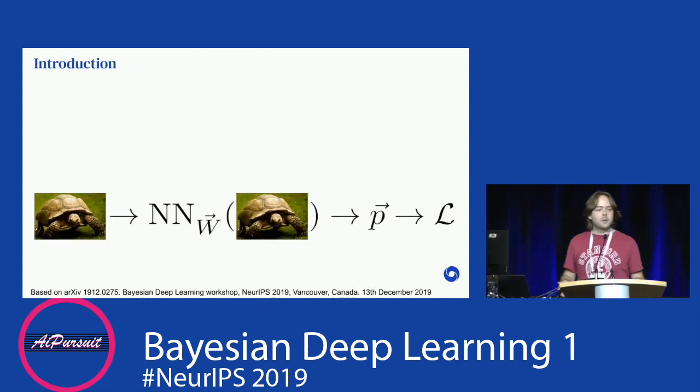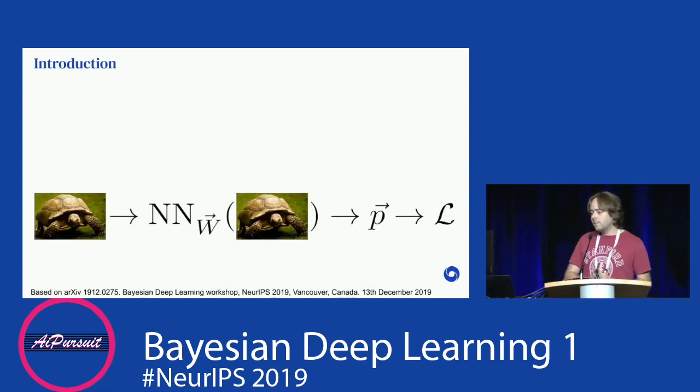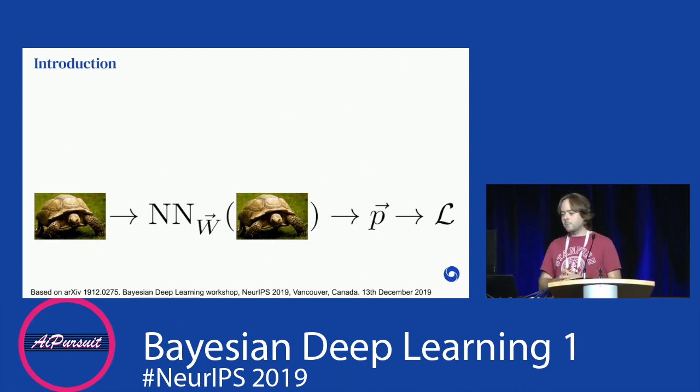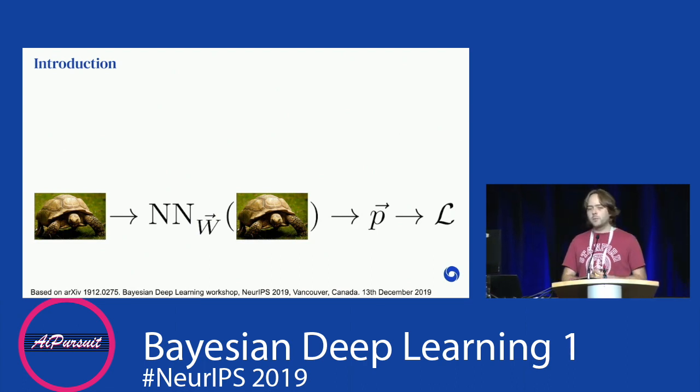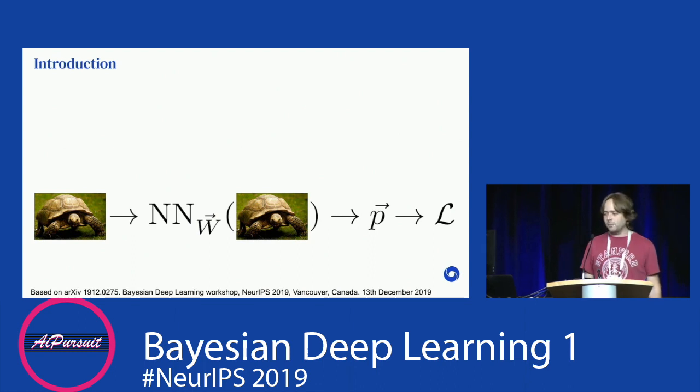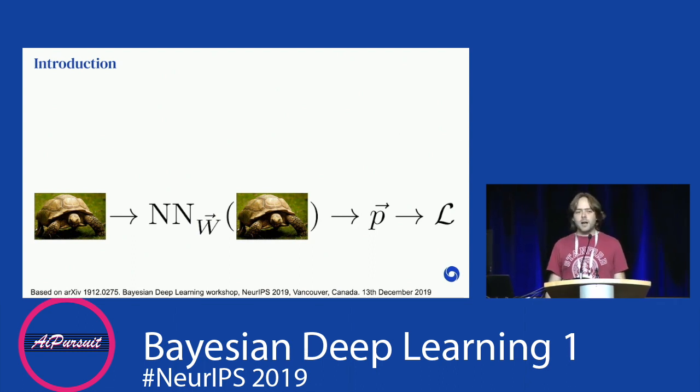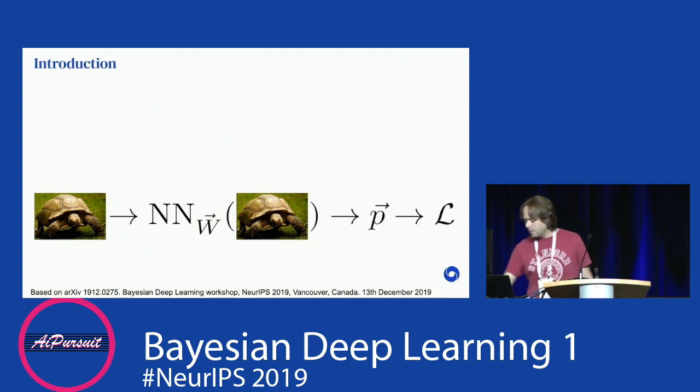I'll just introduce the problem in general. We feed an image, a data point here represented by a cute turtle, into a neural network, which is a function parameterized by a weight vector W, which then produces a vector of probabilities P, which, compared to a ground truth solution, produces the loss L.